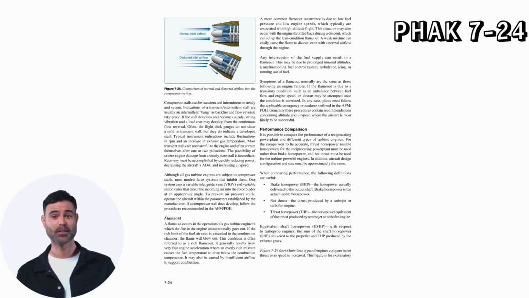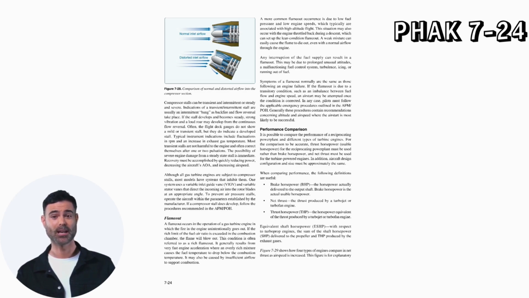Brake horsepower, bhp, the horsepower actually delivered to the output shaft. Brake horsepower is the actual usable horsepower. Net thrust, the thrust produced by a turbojet or turbofan engine. Thrust horsepower, THP, the horsepower equivalent of the thrust produced by a turbojet or turbofan engine. Equivalent shaft horsepower, ESHP, with respect to turboprop engines, the sum of the shaft horsepower, SHP, delivered to the propeller, and THP produced by the exhaust gases.